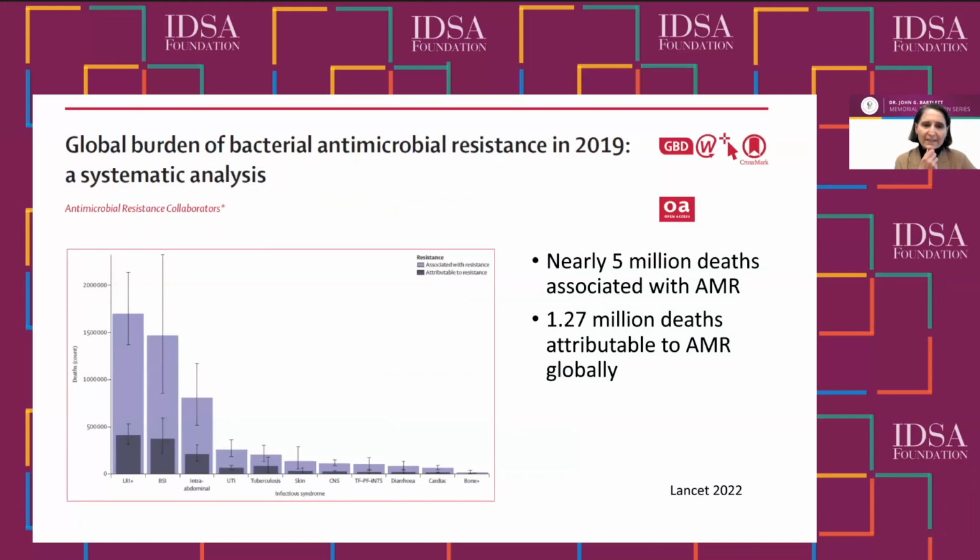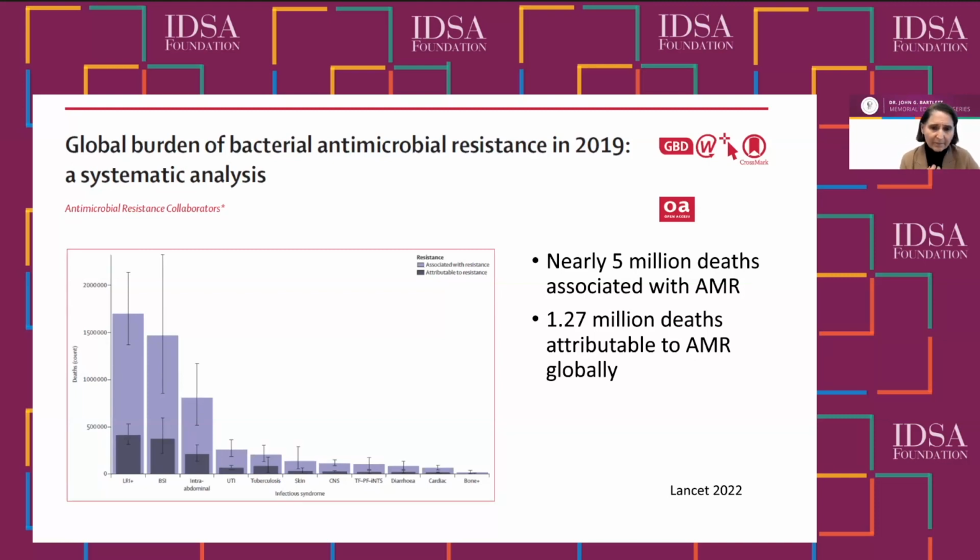And so where does that leave us now? Well, this is a very nice systematic analysis published in The Lancet in 2022. And the authors estimated that the global burden of antibiotic resistance in 2019 included nearly 5 million deaths associated with antibiotic resistance and 1.27 million deaths attributable to antibiotic resistance. And this is across the globe. And as is often the case, unfortunately, in our world, low-income settings bore the brunt of the morbidity and mortality due to antibiotic resistance.